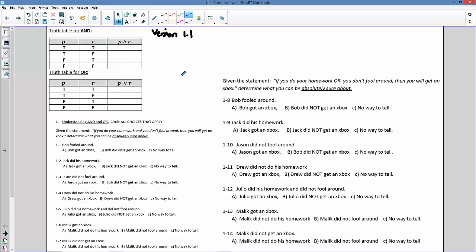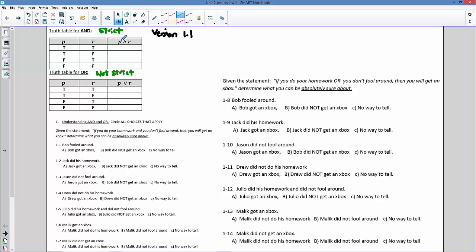Okay, so the truth tables for and or. Remember, and is the strict parent. This is strict, right? And this is not so strict, right? Not strict. That helps us to remember the example we used in class, which was you have to do your homework and you have to take out the garbage for this first one, okay?